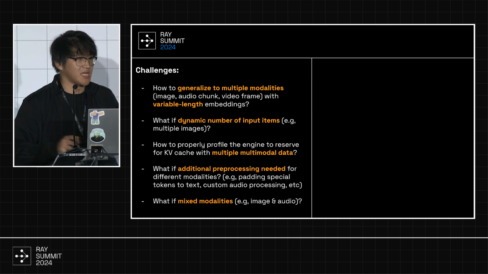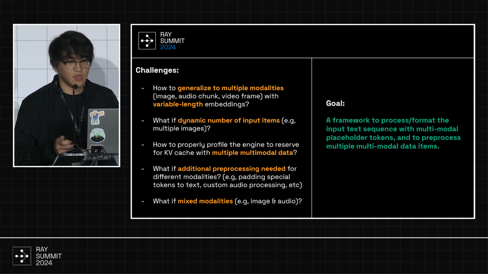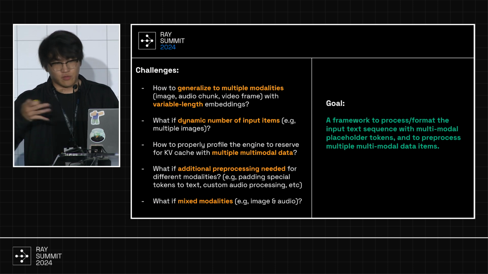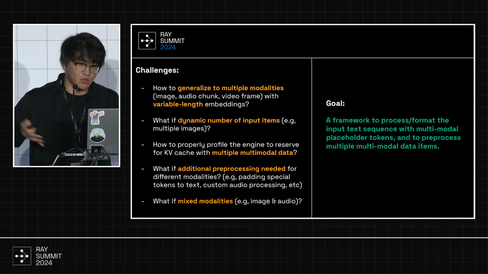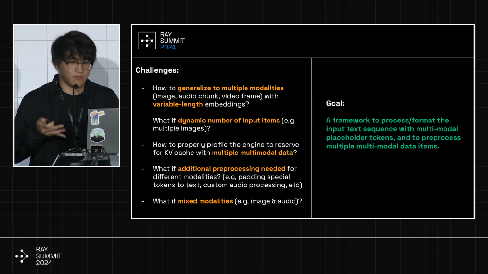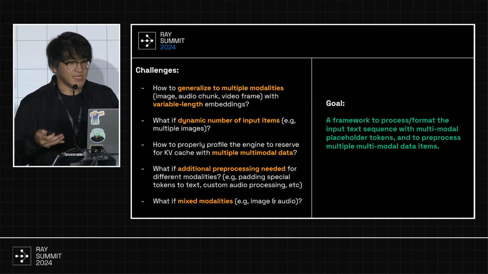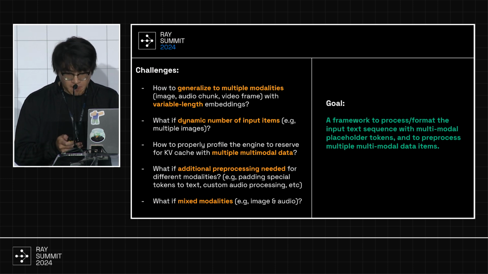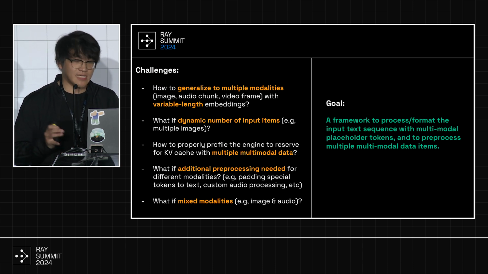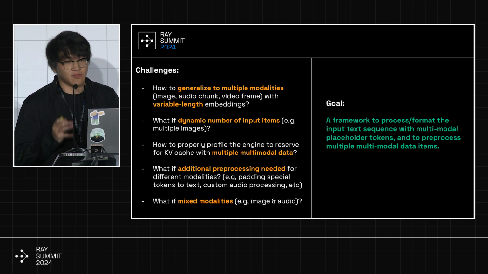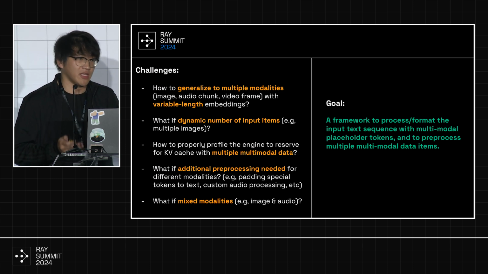So to summarize the challenge, the main goal is to design a framework to process and format your input text sequence with the right number of multimodal placeholder tokens, as well as add a way for developers to add their own logic to pre-process these multimodal data items, meaning convert an image to pixel values, convert an audio clip to a NumPy array, things like that. This sounds trivial, but Cyrus and I actually spent a lot of time designing such a framework, and this is a very big design and engineering problem.